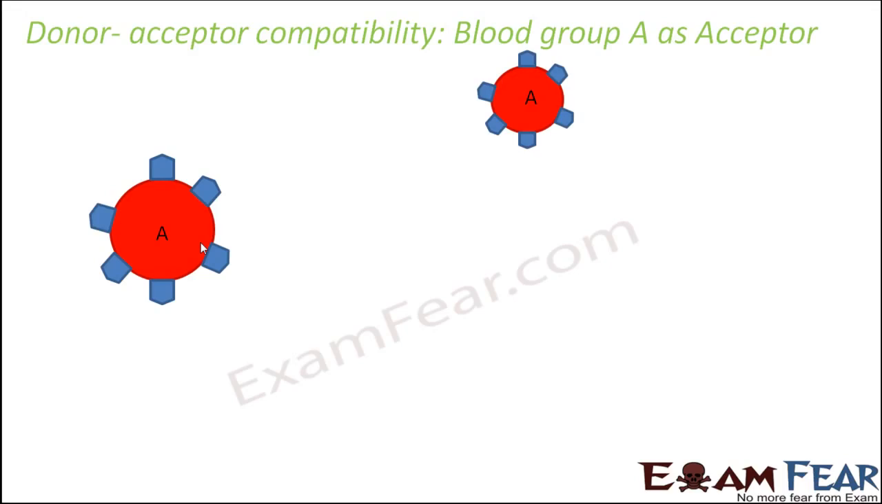Now let us talk about A. This is the acceptor, somebody who needs blood, and here we are going to talk about the donors. Now let us suppose a donor comes, somebody who wants to donate blood to this person with blood group A. So he also has blood group A. What do you think will happen in this case? First let us talk about the acceptor.